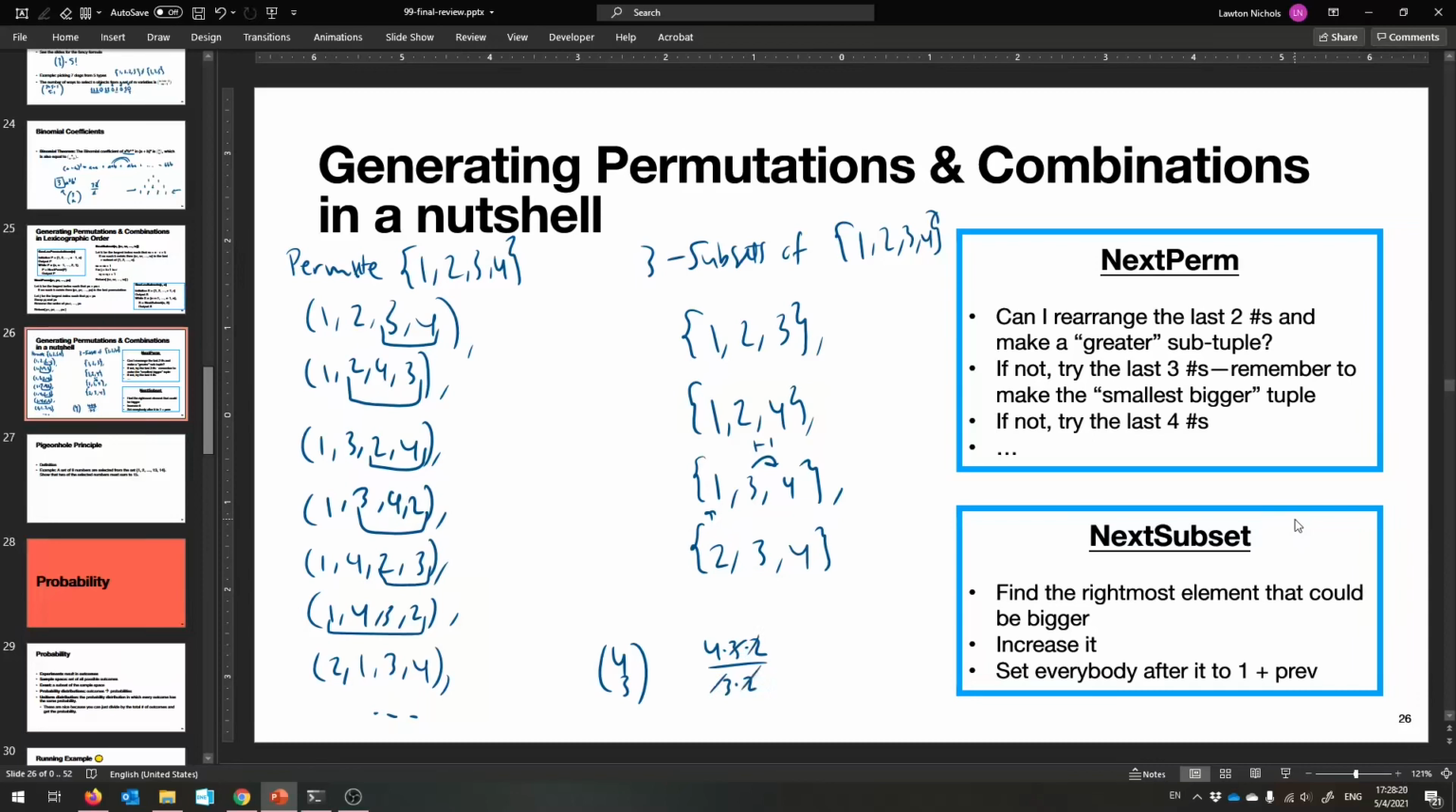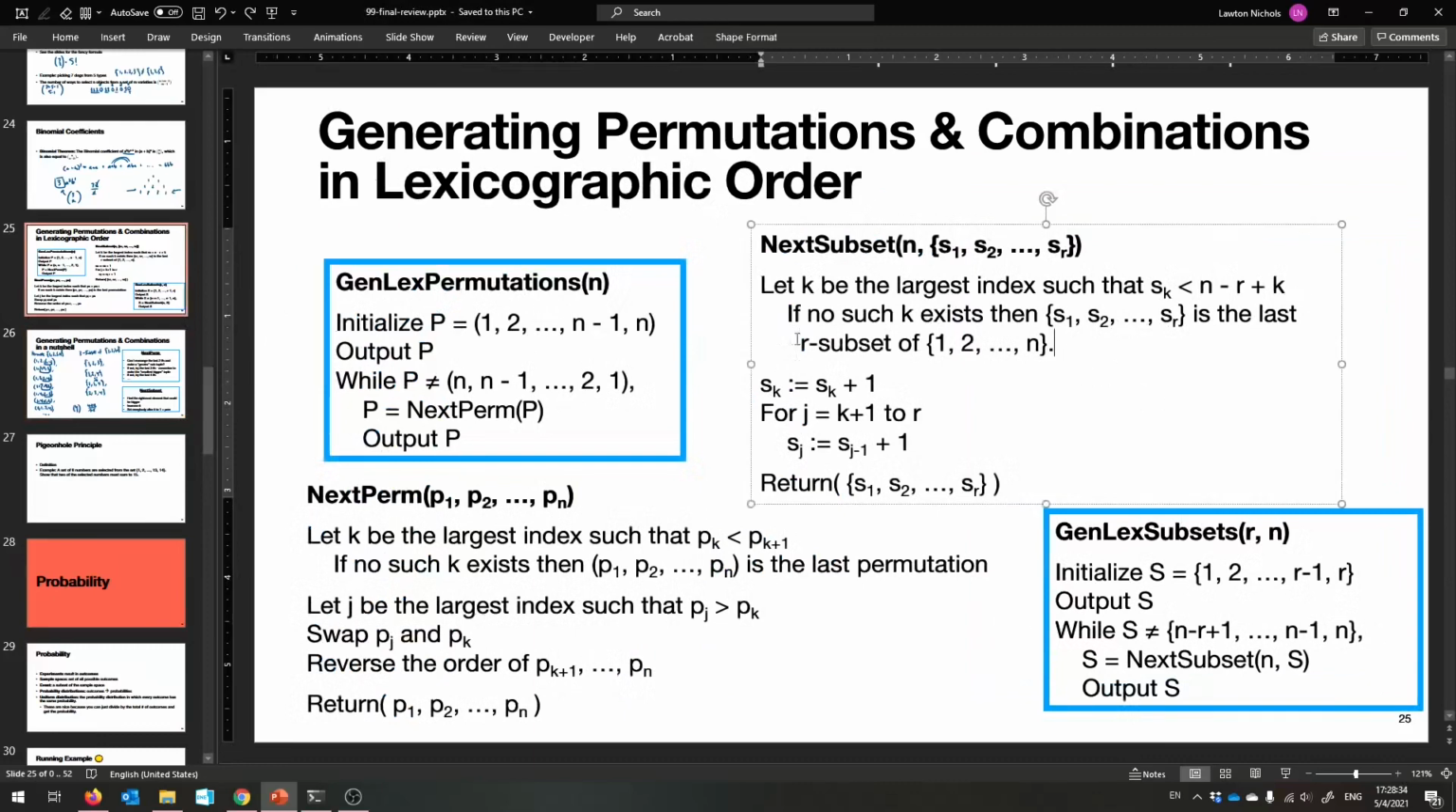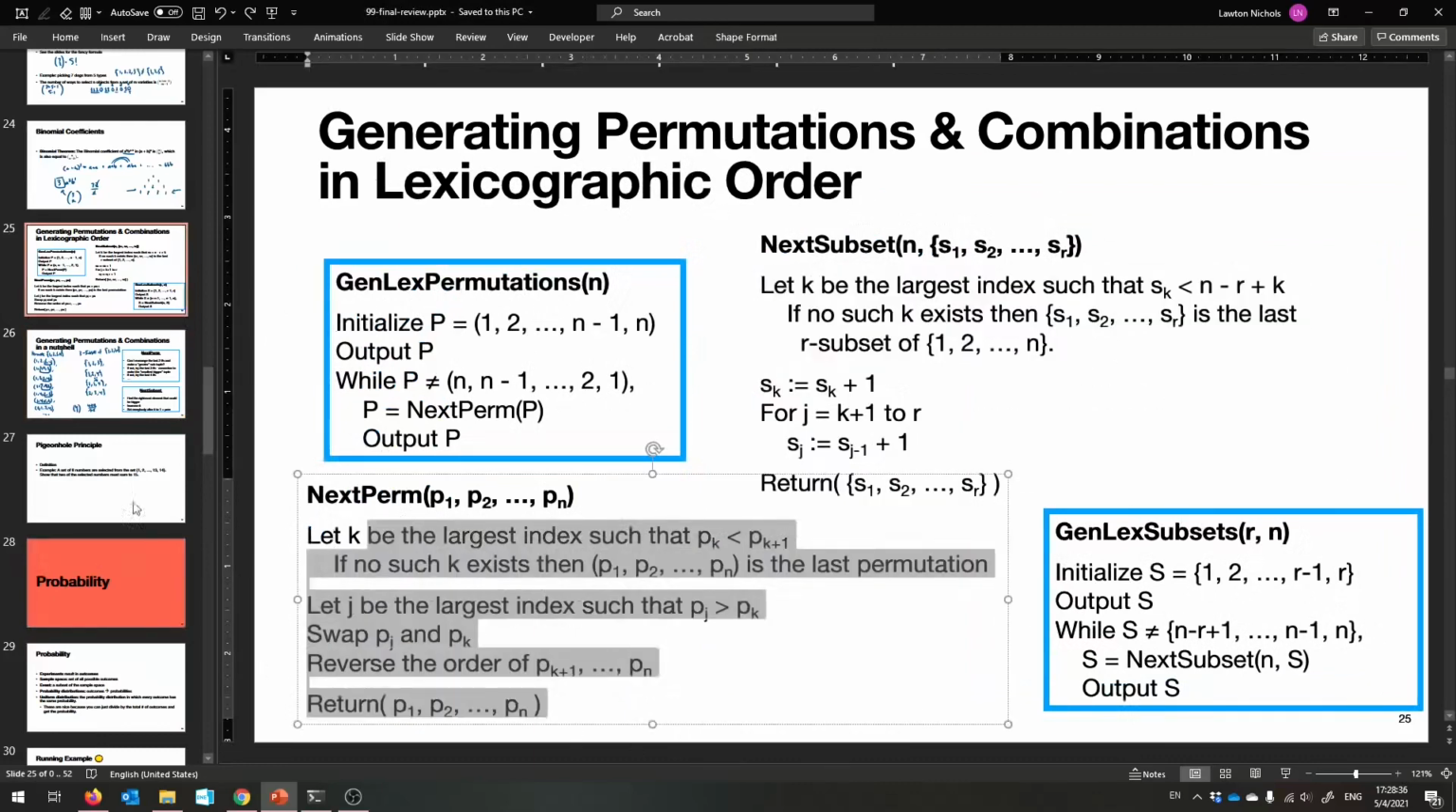Yeah, we did it. Okay, so it's always: find the rightmost element that could be bigger, increase it, and then everybody else gets increased as well, based on you, 1 plus the previous element. So that's how you generate all this stuff. Hopefully that helps when you're trying to make sense of these things when you're implementing them for your lab.